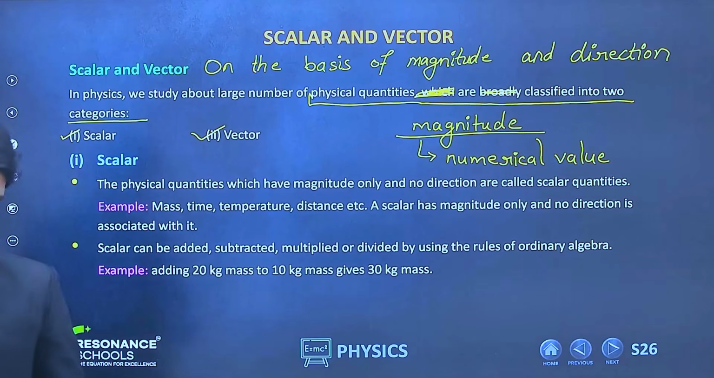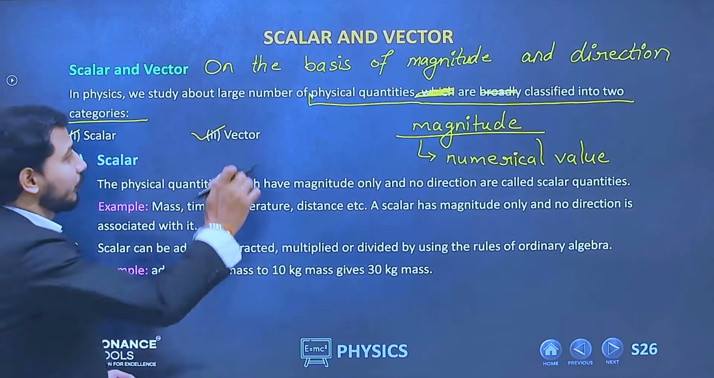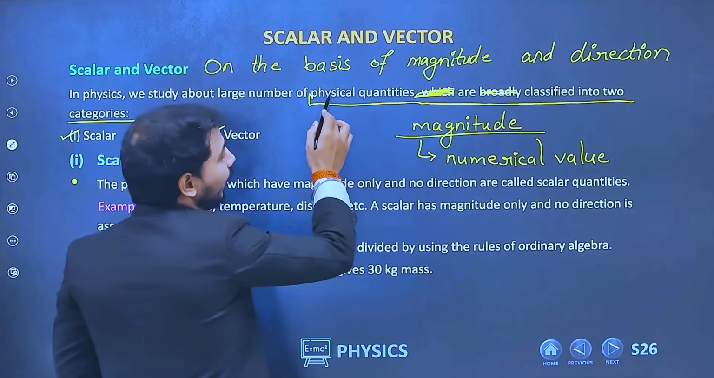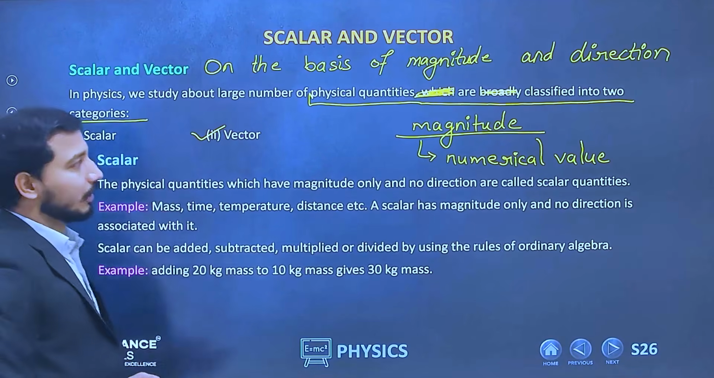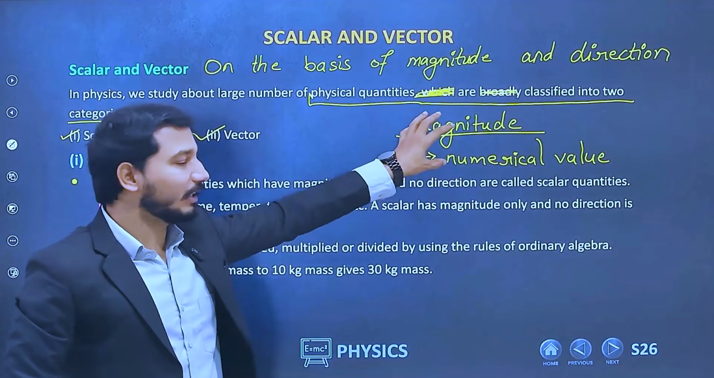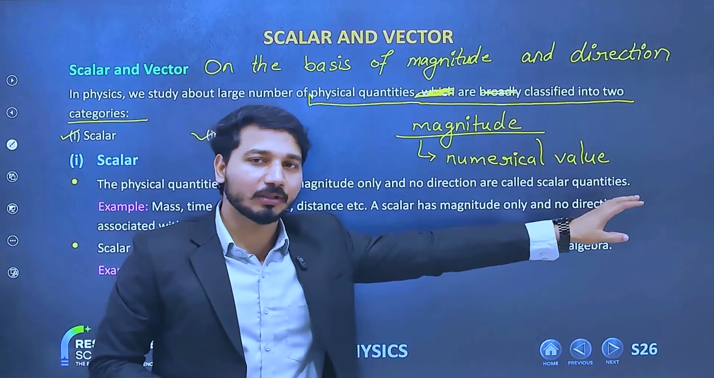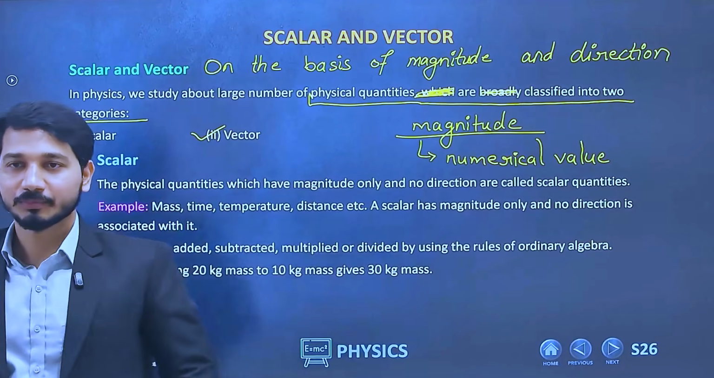Sayoni, you have to write. First, you have to write about scalar. So, first statement: on the basis of magnitude and direction, physical quantities are classified into two categories, scalar and vector. Those who don't know the meaning of magnitude, write a note somewhere in the corner of the notebook.